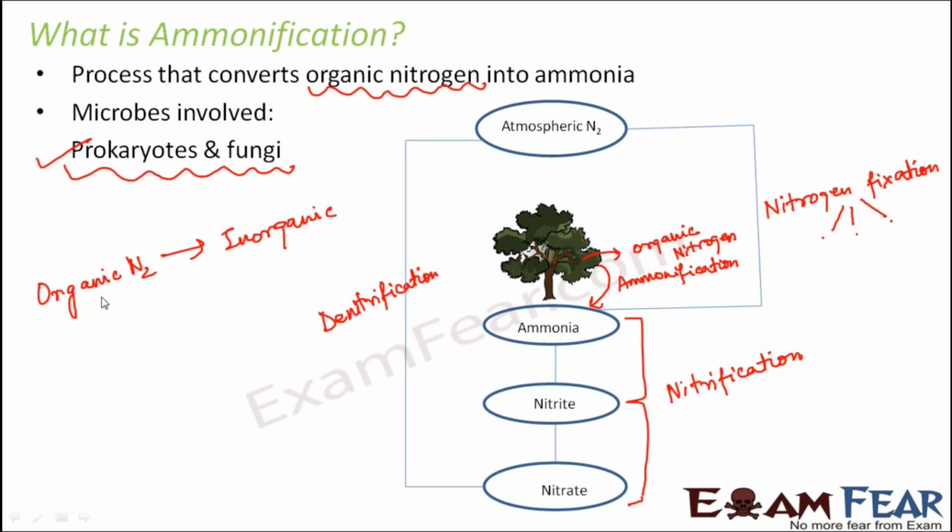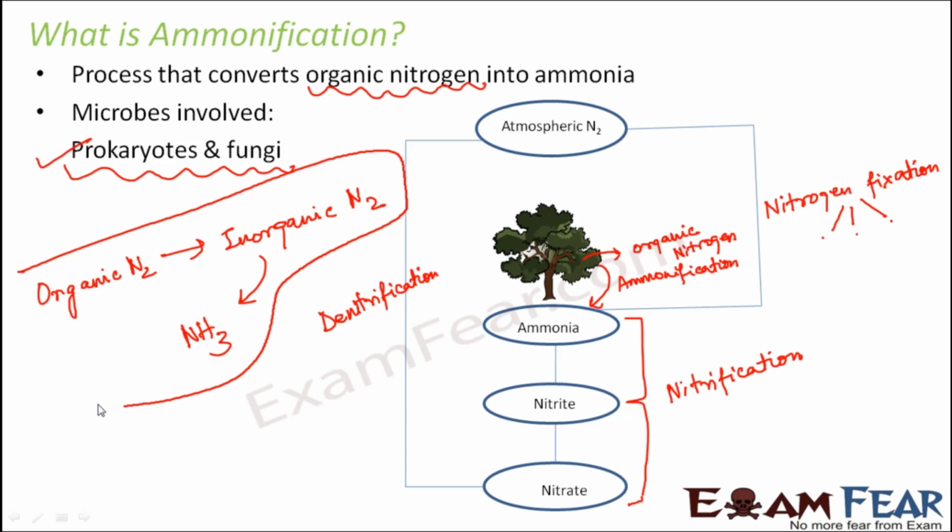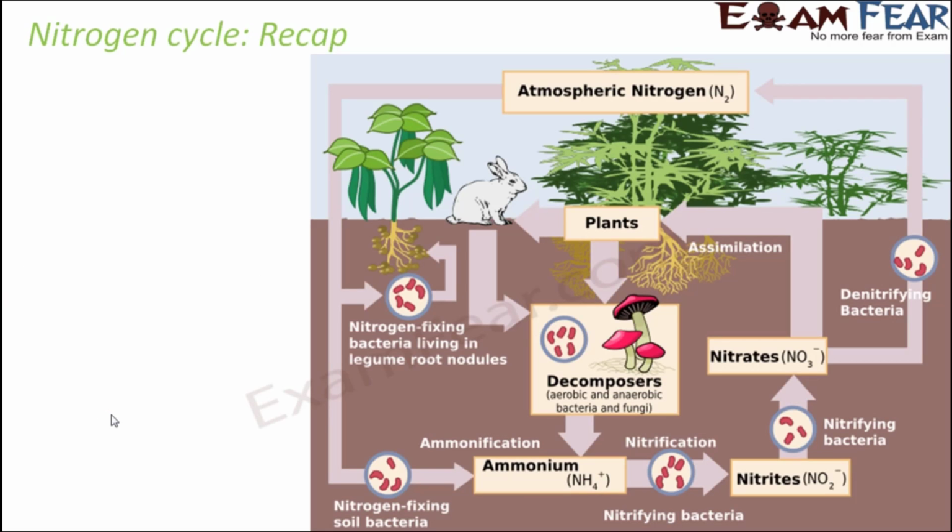Why organic? Anything that contains carbon is called organic. So when you look at whether a protein or a nucleic acid, they all contain nitrogen, but they also contain carbon. That is why it is organic nitrogen. So these prokaryotes and fungi act on this organic nitrogen and convert it into inorganic nitrogen, which is given back to the atmosphere in the form of ammonia. This entire conversion takes place during the process of ammonification.